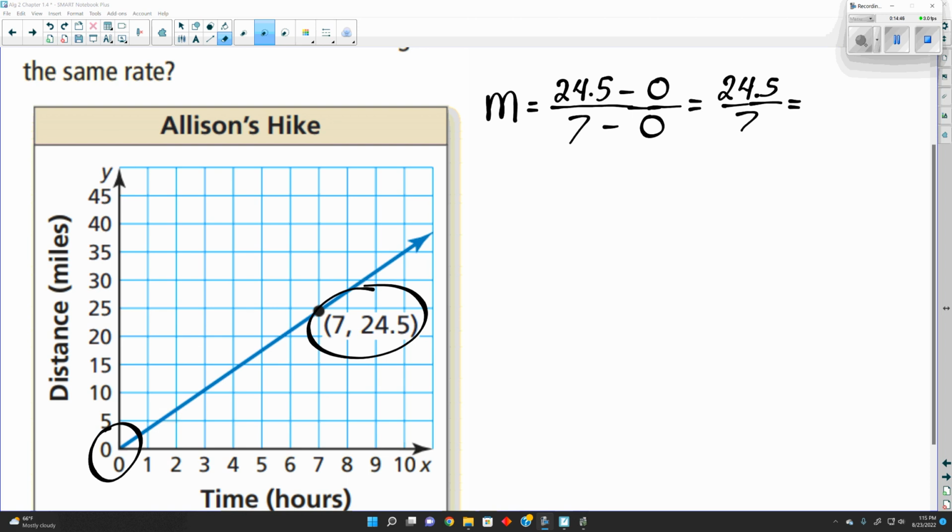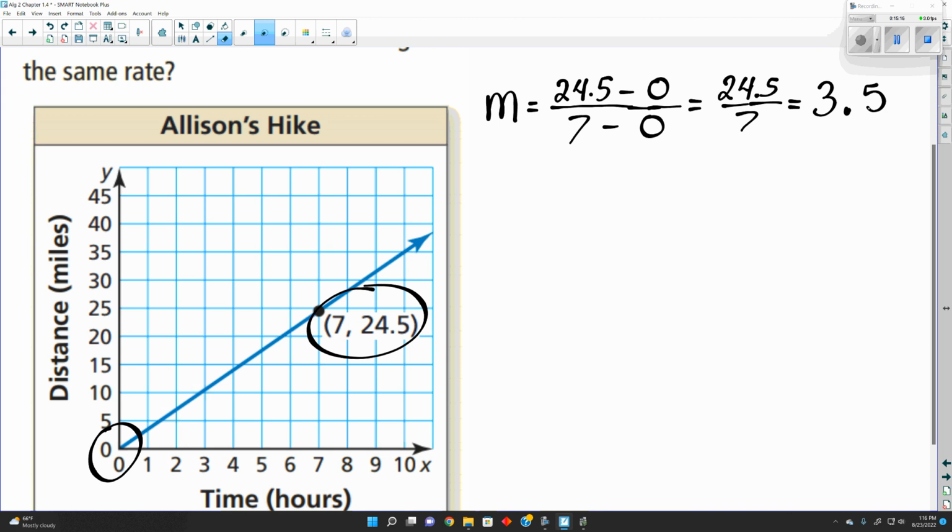Now, luckily for us, the calculator can do this here. And this here works out to be, I believe, 3.5. You get the same thing, Lily? Yes. So that's our slope. Now, if we want to find the equation, we can use y minus y1 equals m times x minus x1, our point slope form.